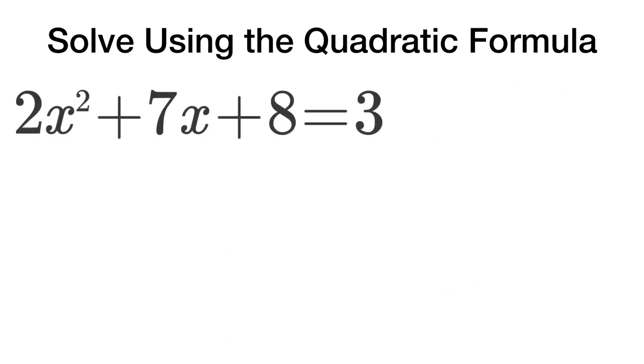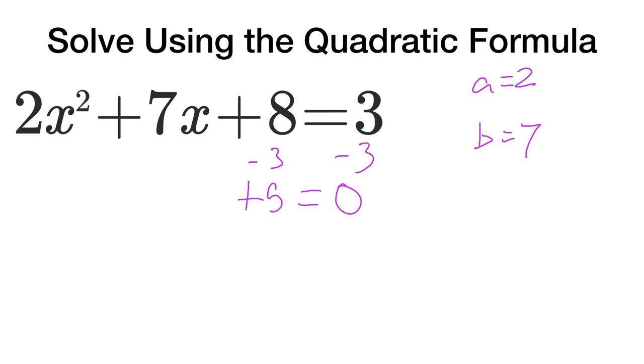All right, let's try this one. Now notice, in this case, we can't actually start off just by finding a, b, and c. Because the first thing we have to do is subtract 3, which means plus 5 equals 0. So a is 2, b is 7, and c is 5. You'll notice I didn't bother trying to find greatest common factors. That's because one of these was 2 and the other was an odd number. There are going to be no factors between those.